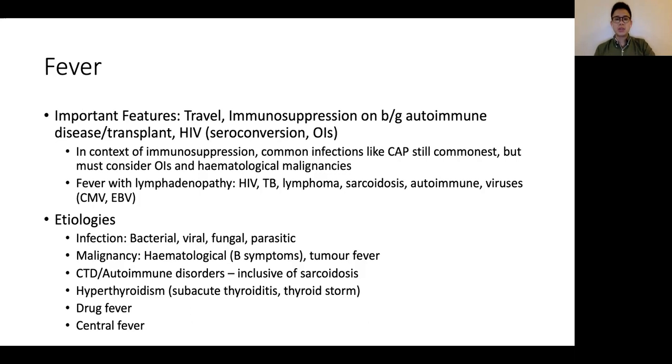the commonest infections that we see, but it would be important to consider opportunistic infections as well as hematological malignancies, especially in transplant patients. In patients with fever with associated lymphadenopathy, infections such as HIV and TB should be considered. Hematological malignancies like lymphoma, autoimmune connective tissue diseases like sarcoidosis and systemic lupus erythematosus should be considered, and viral infections like CMV and EBV as well.